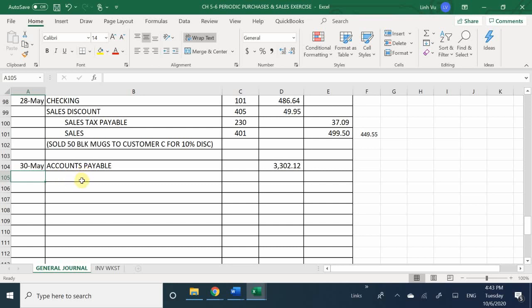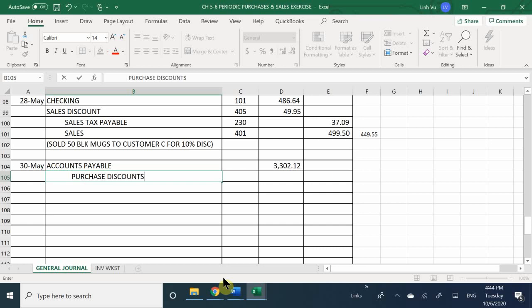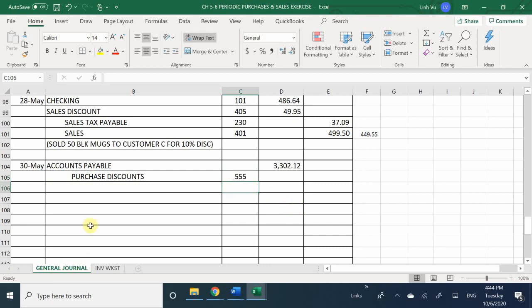Why debit side? Are we increasing our purchases or decreasing? It's going on the other side because we're decreasing the amount that we have to pay. Exactly. So purchase discounts is going to be account 555. Good. And then lastly, how are we paying them?